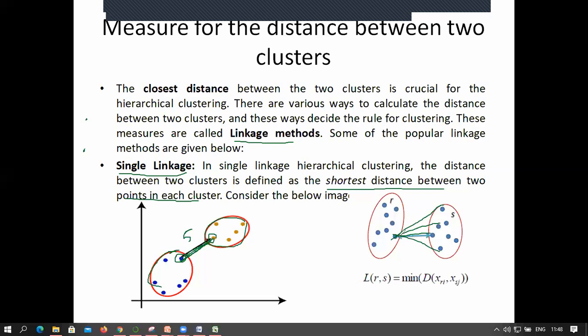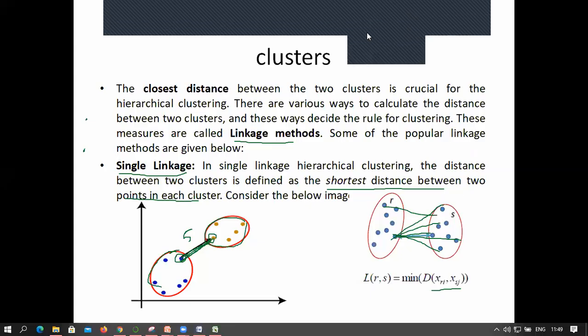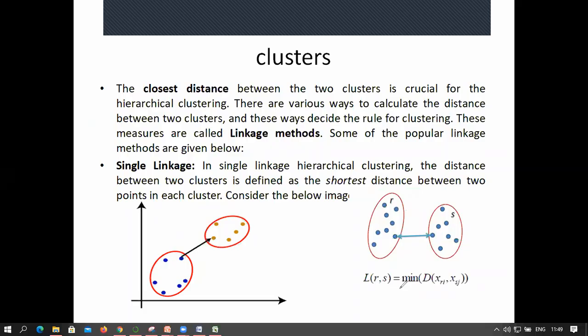Okay, next you can do one thing, you can find out the distance between this point and all these data points. So actually we are finding the distances between each point over here to each point in the another cluster. But out of all these distances, which one you have to take? That is the minimum one.